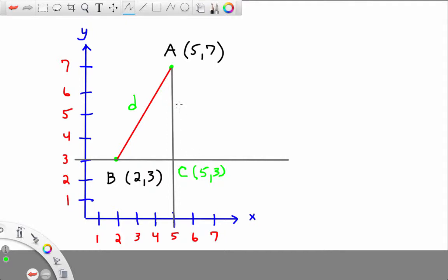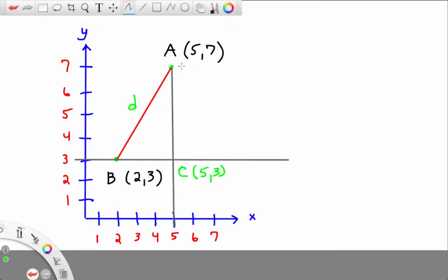Now notice that segment AC lies on a vertical line, and the x-coordinates of all points on a vertical line are the same. So it should be no surprise that the x-coordinate of C is the same as the x-coordinate of A. Similarly, the y-coordinate of C is the same as the y-coordinate of B. Line BC, or segment BC, passes through 3 on the y-axis.